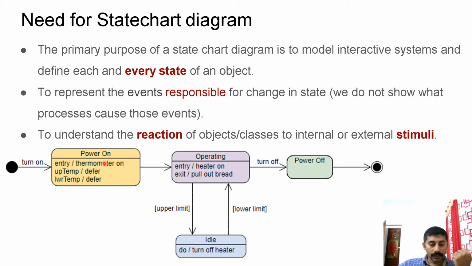The entry is: you turn it on. Now it is in the powered on state. Now it is moving to the operating state. Up temperature, lower temperature. It is moving to the operating state, that means heating, heater on. Exit means pull out bread. Once you remove the bread from the toaster, it can either go to the idle state, or once you turn it off, it will go to the power off state.